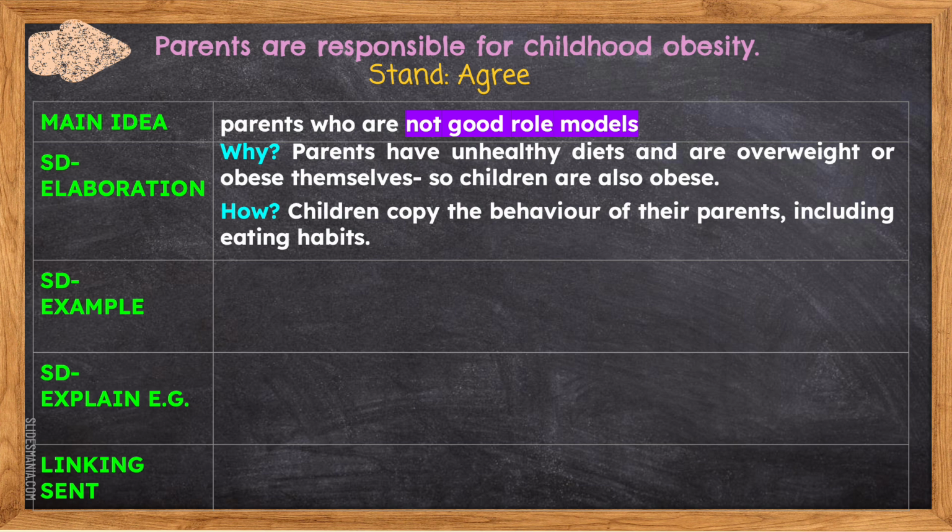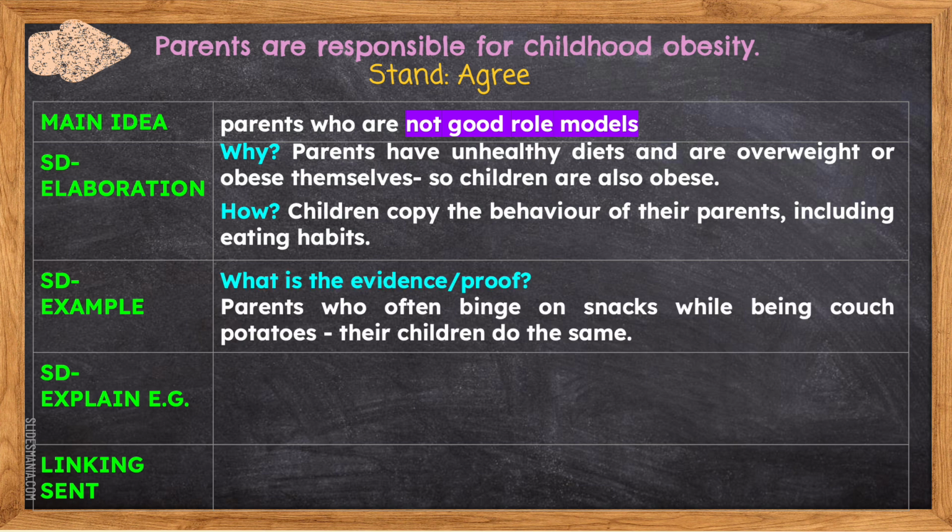So when children copy, if you don't write that children copy the behavior, then it does not show how children are also overweight because of their parents. So you have to use the word copy here. Whatever the parents eat, the children would copy, and that is also a reason whereby they could be overweight. Then you give an example. The example should be specific because you already talk about unhealthy diets and eating habits, so your example must also be about food. Example is always giving evidence.